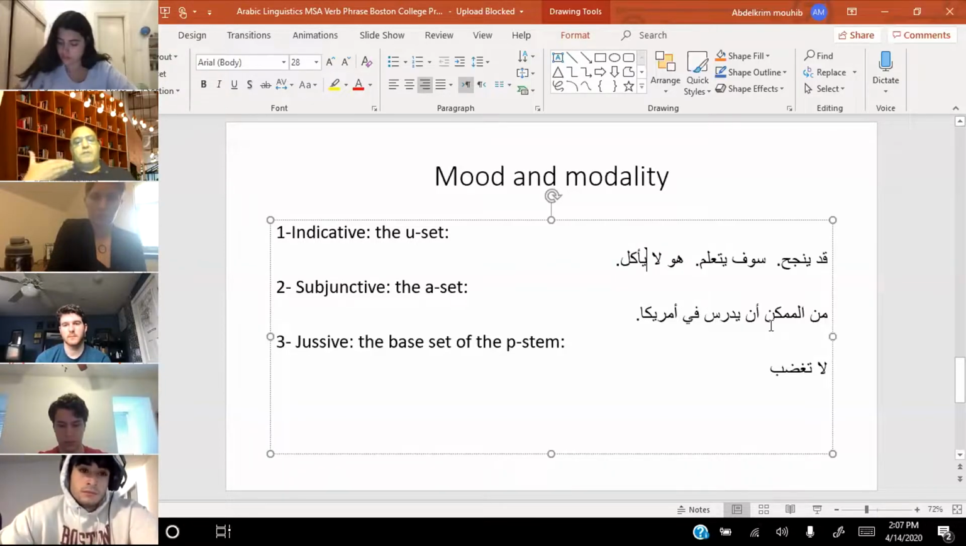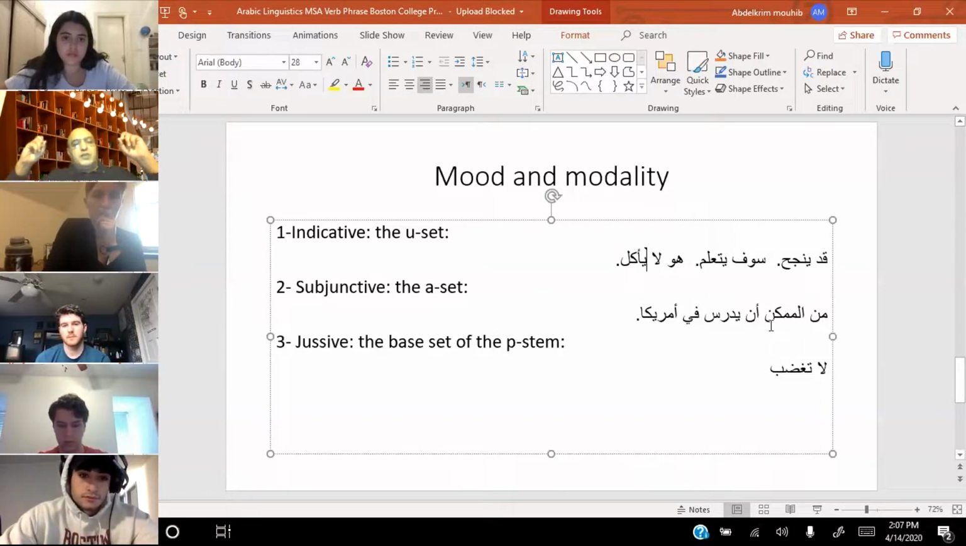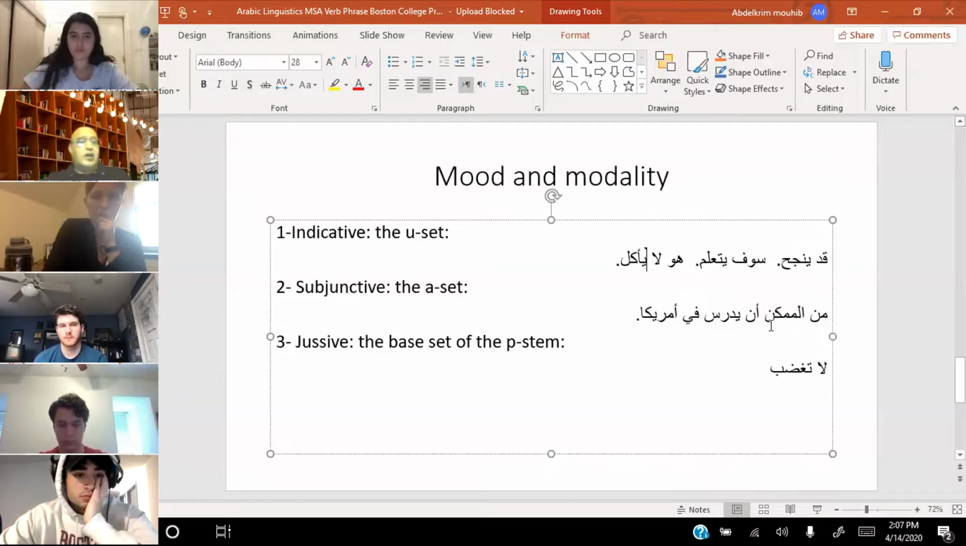In this case, it's subjunctive, because we have من الممكن. It's possible that. So أن يدرس في أمريكا. The mood here is subjunctive. There is a chance that he will study in the US, but I'm not sure. He may not end up going to the US, for example, someone who is in Morocco. So okay.